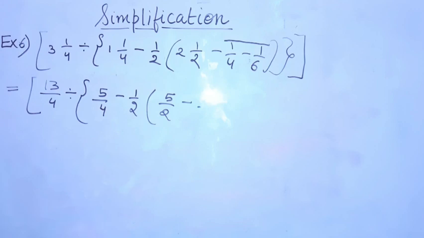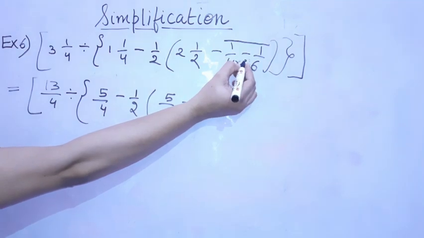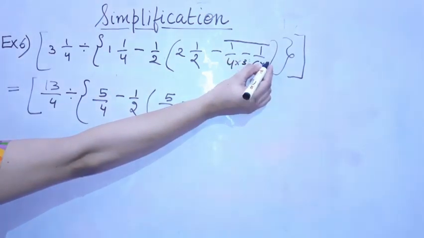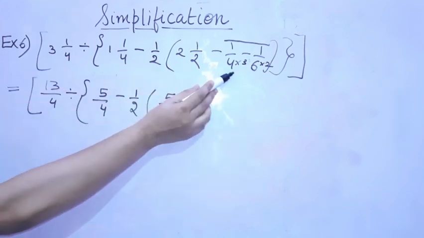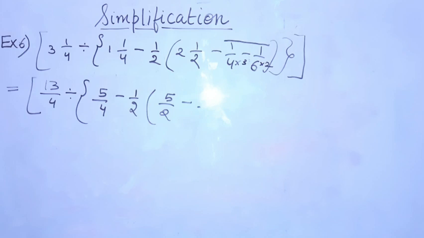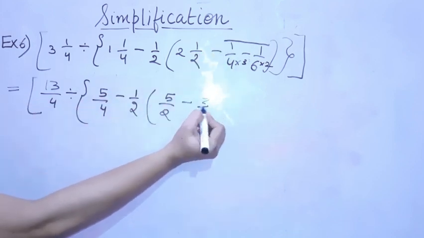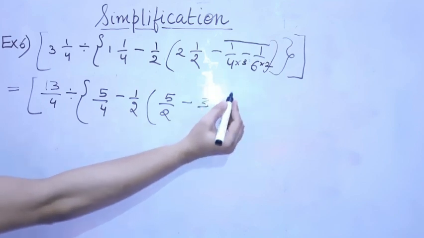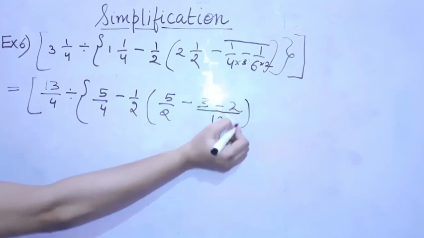So what is the LCM of 4 and 6? The LCM of 4 and 6 is 12. So to make it 12, 4 has to be multiplied by 3. To make it 12, 6 has to be multiplied by 2. So whatever number we multiply in the denominator, we have to multiply with the same number in the numerator also. So 4 3s are 12, 1 3 is 3. So here it will be 3, and 6 2s are 12, so 1 2 is 2. So 3 minus 2 upon 12.